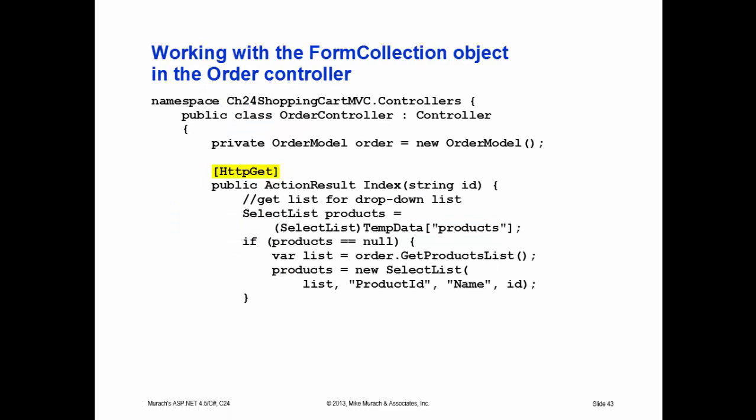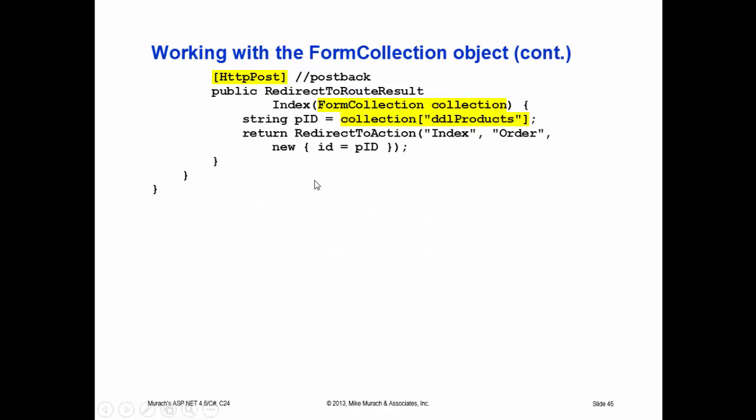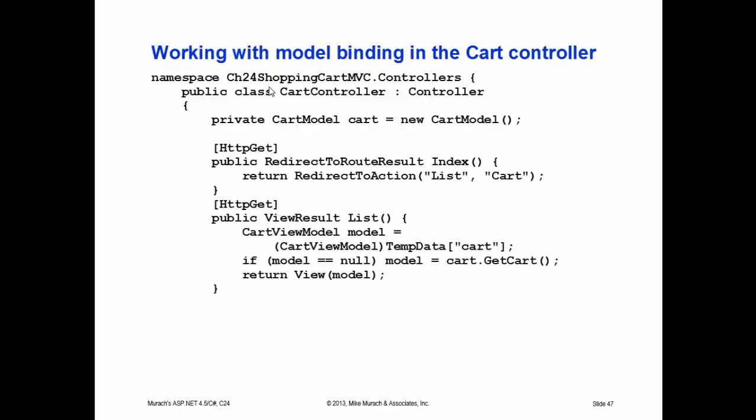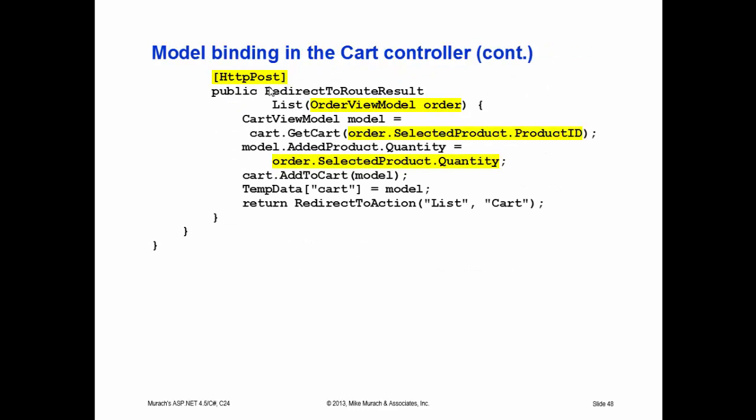Other things the book points out. This is just attributes that are decorating the different indexes. This is the get function. So this index is going to respond to an HTTP GET request because I put this attribute on it. And this one is responding to an HTTP POST request. What else? More of the model binding that we talked about.